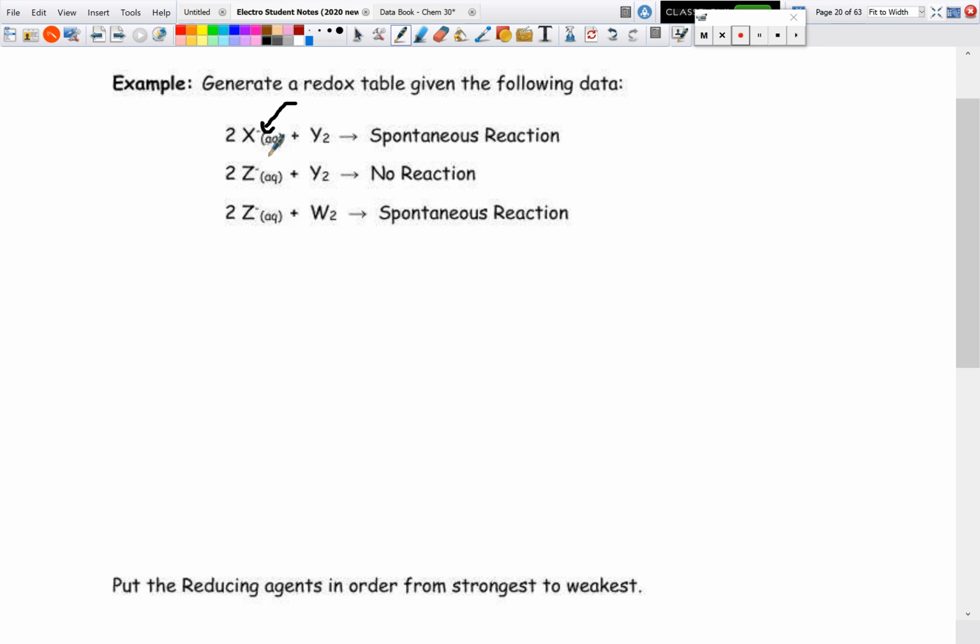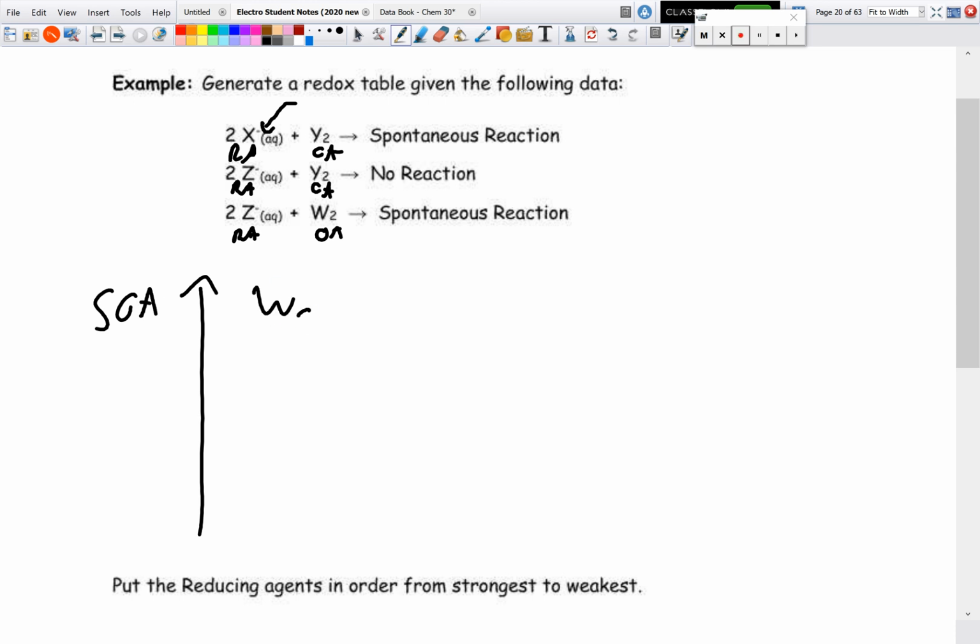So we know our negatively charged ions are generally good reducing agents, which makes these here oxidizing agents, right? Because if we've got Z minus, it's obviously going to be losing its electrons. And when you're done, your answer should be in this order. So if you do want to pause the video and give it a try, please do.